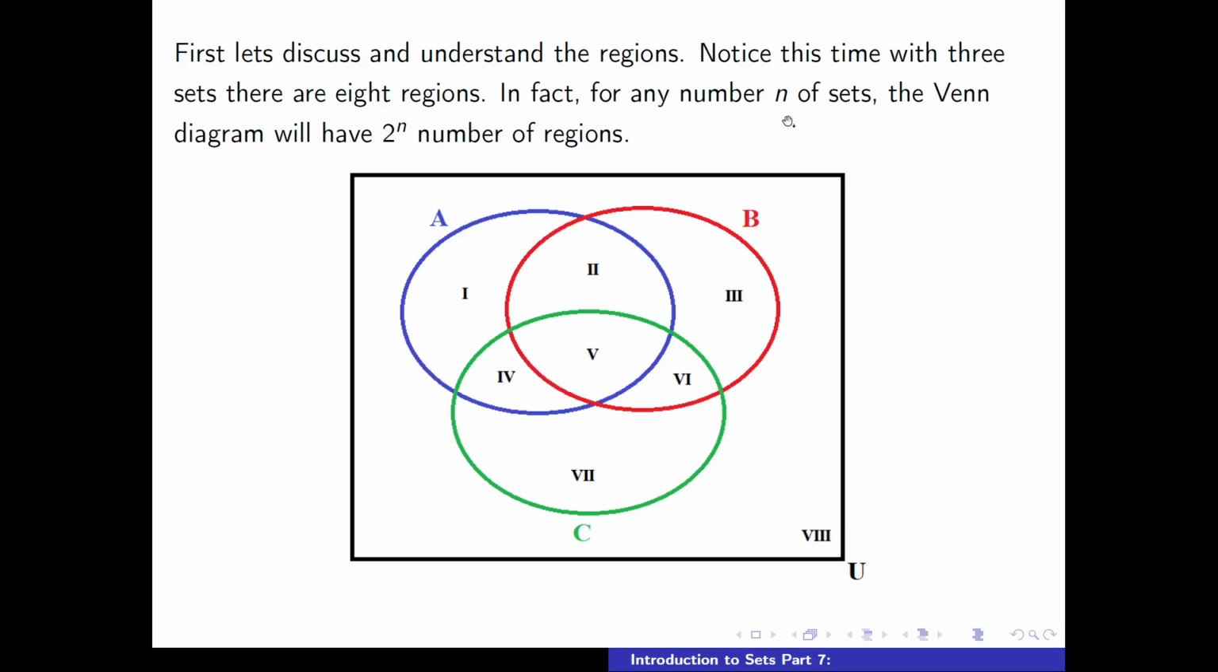So as it turns out, for n number of sets, so if we have 2 sets or 3 sets or 4 sets, etc., we're going to end up with 2 to the n number of regions. Which is why if I had a 4-set Venn diagram, I would then have 16 regions, and a 5-set Venn diagram would have 32 regions.